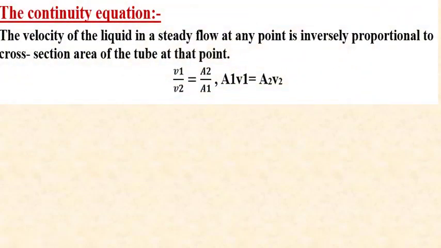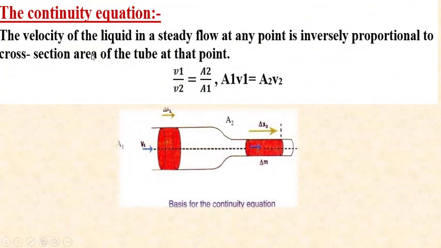Continuity equation. The velocity of liquid in a steady flow at any point is inversely proportional to the cross-sectional area of the tube. Look at this shape. In this area, by increasing the area, the speed decreases. In this small area, the velocity is higher. So when you'd like to make the liquid or fluid move faster, you have to decrease the area.